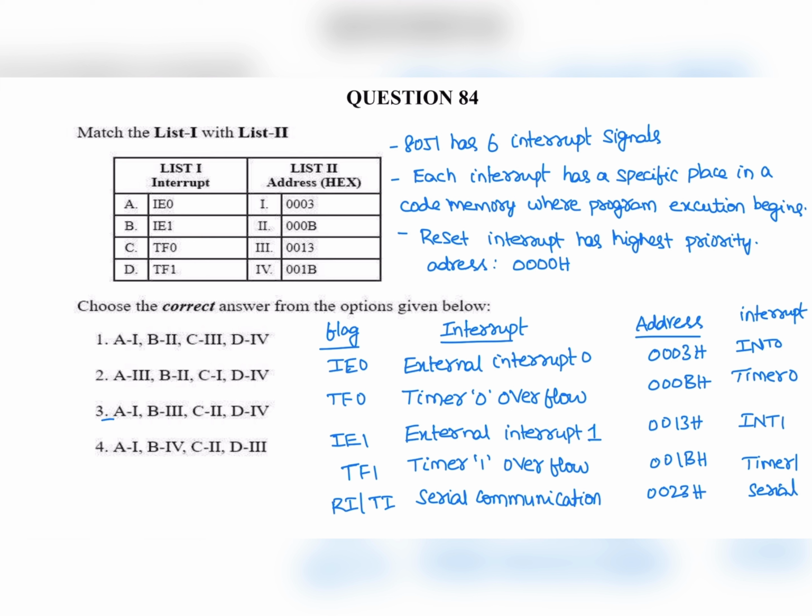So reset interrupt is having the highest priority, and interrupt vector address is 0000H, and interrupt vector address for IE0 and IE1 is 0003H and 0013H. Similarly, for timer 0 overflow and timer 1 overflow it is 000BH and 001BH respectively. For serial communication, it is 0023H. So now the correct option is 3.